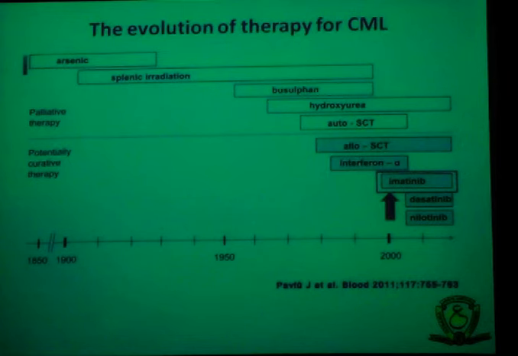And the advent of imatinib has changed the picture. This is the first targeted agent for CML treatment, but with the presence of secondary drug resistance, novel agents like dasatinib and nilotinib were developed later. These are second generation inhibitors of ABL kinase and are now approved for CML treatment.